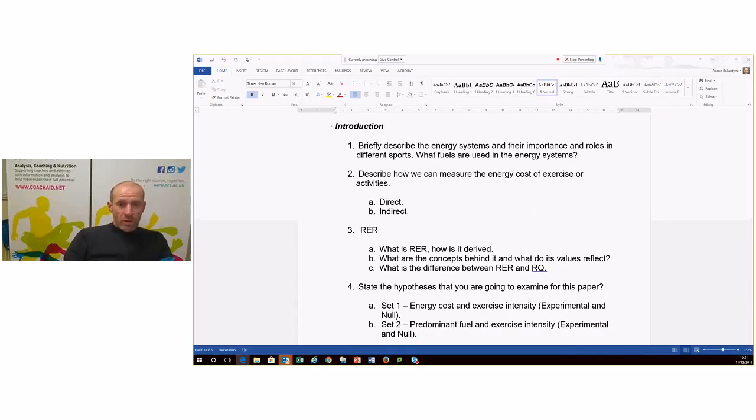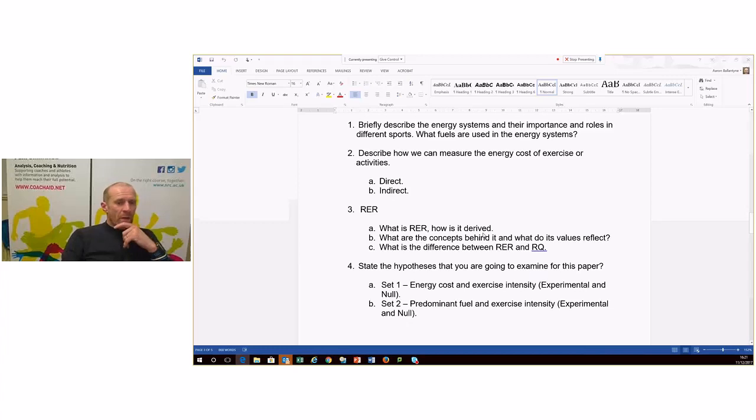Indirect then is what we have used. So it's the ability to look at, we know how much oxygen is required to burn fats, carbohydrates and proteins. We know how much carbon dioxide is given off, and we can work out the indirect energy cost of exercise. So an explanation of that, again, a diagram is good, it'll help you explain it.